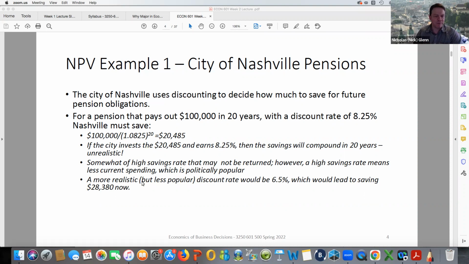But if you look at a more realistic discount rate where you get earnings of 6.5% each year on average, then you have to save a good bit more. The present value then becomes 28,380. And you can see why this would be less popular, because you'd have to put in more money and save more in the present to have the same amount at a later time. But sometimes when you look at this politically, you may do something that's unpopular, but you need to do things realistically. 8.25 would be kind of unrealistic expected returns here. And that's the way this present value works.